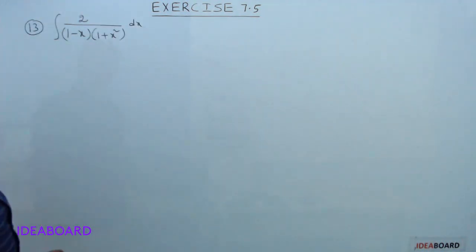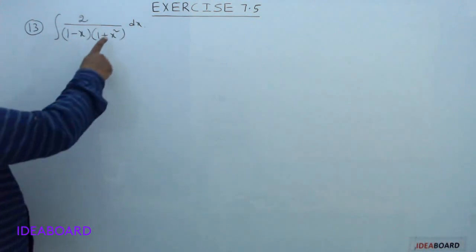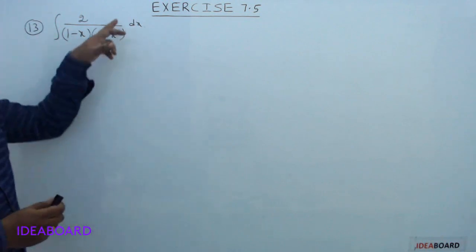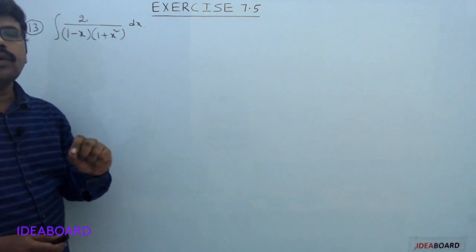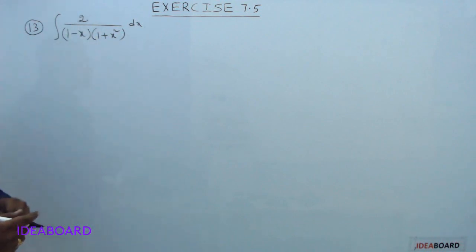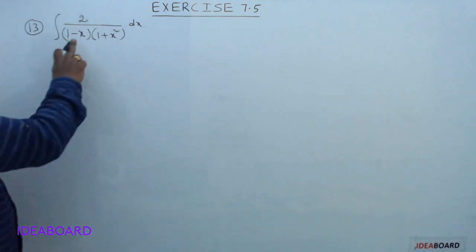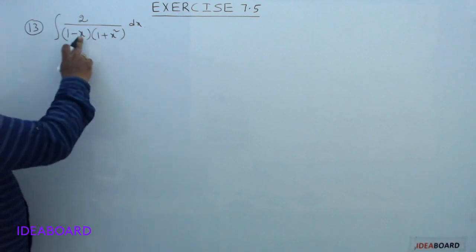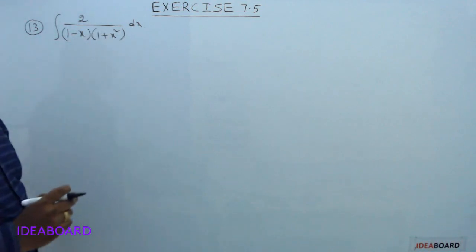Now come to the next question. Integral 2 divided by (1 minus x)(1 plus x square) dx. First you have to verify whether this integrand belongs to type 1, type 2 or type 3. Here the degree of the numerator is 0 because the degree of any constant term is 0. If you multiply these two factors, you get a cubic polynomial, so the degree of the denominator is 3.